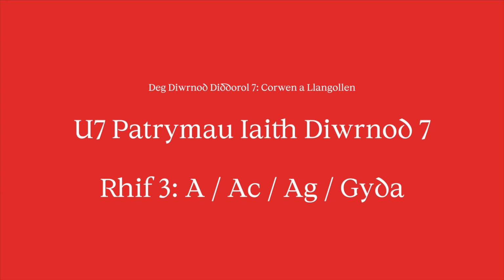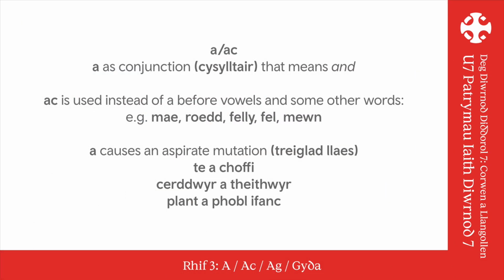A, ac, ag, gyda. Little joining words. A, ac. A is a conjunction, cysylltair, that means and. Ac is used instead of a before vowels and some other words, for example, mae, roedd, felly, fel, mewn. A causes an aspirate mutation, treiglad llais.